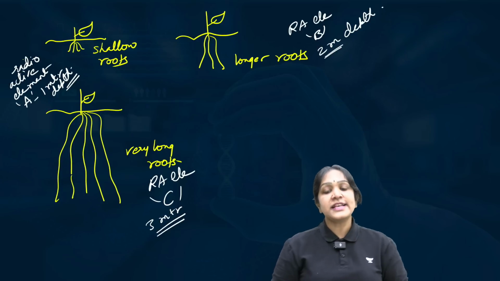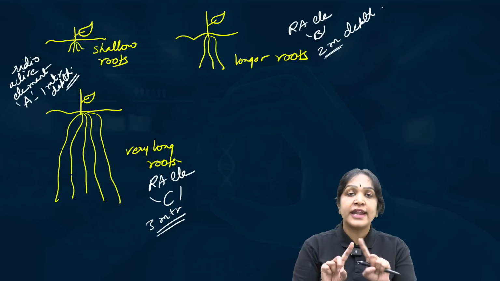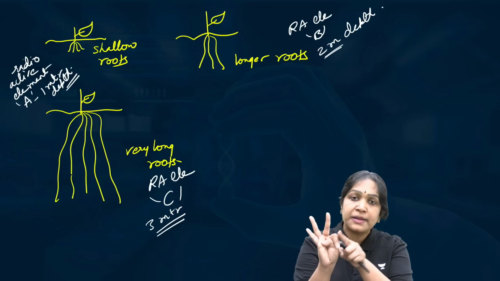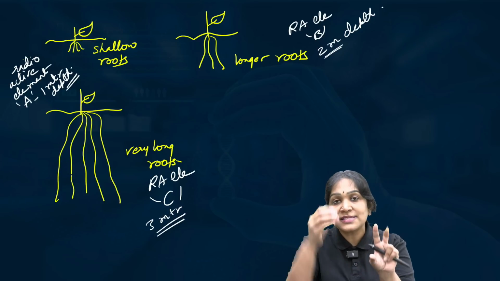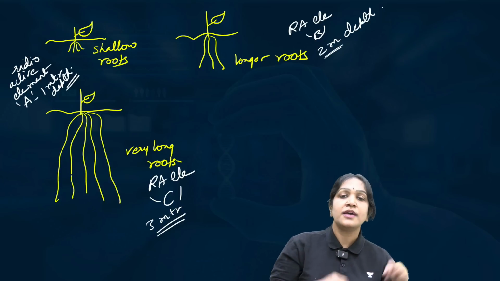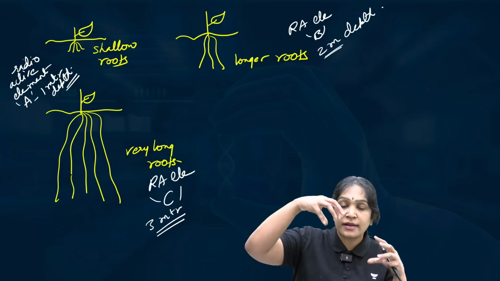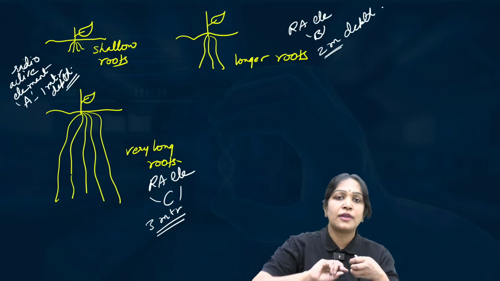Or, for example, the plant absorbed the radioactive elements A and B but not C. It means the root length is only 2 meter. But if the plant absorbed all the 3 radioactive elements, it means the roots are going up to 3 meter long.